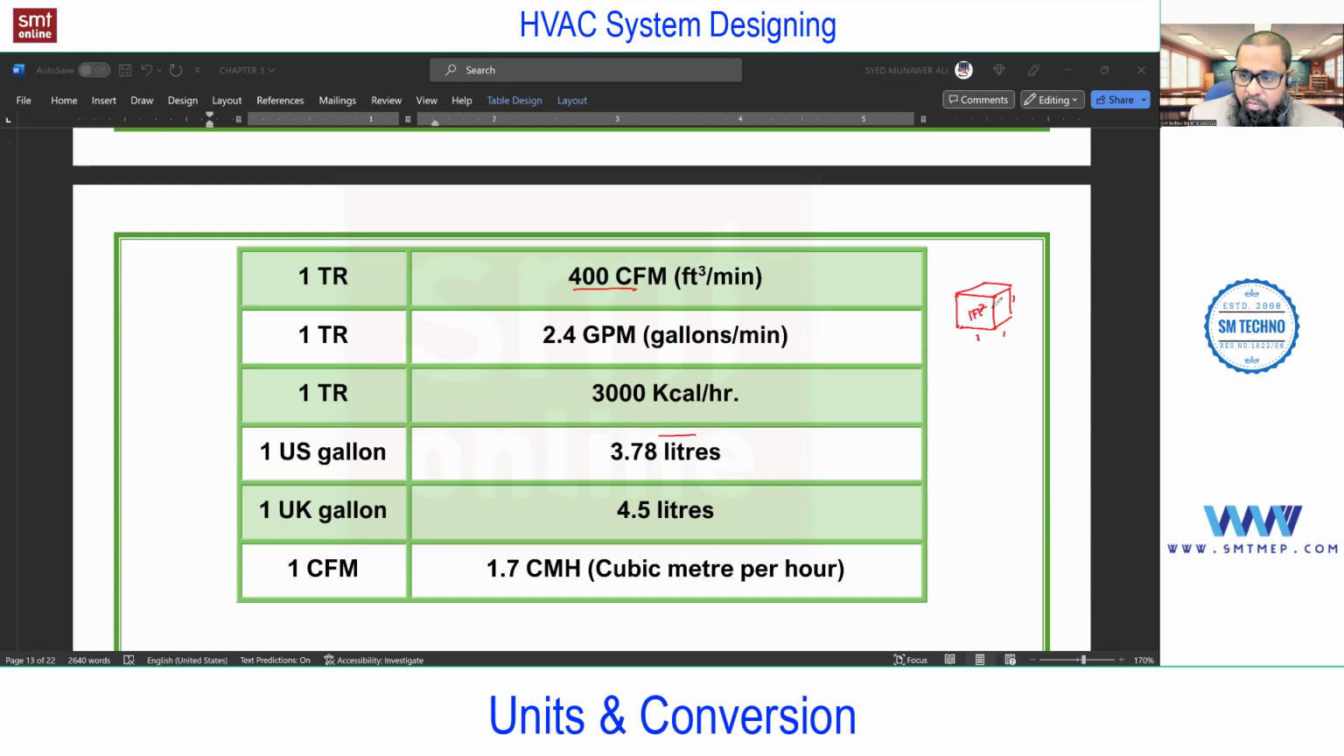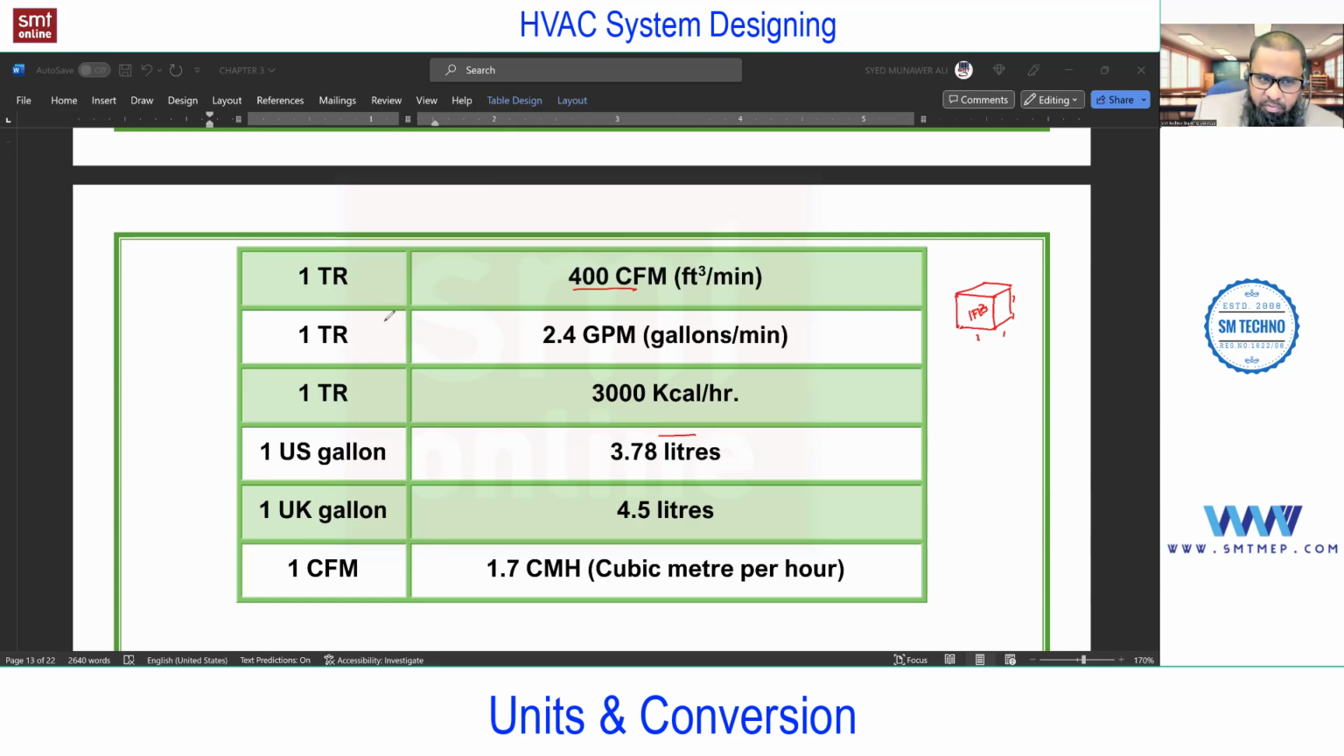1 cubic feet. So this much air volume, if flowing inside the duct for 1 minute, I can say 1 cubic feet per minute, 1 CFM. Similarly, if I say 400 CFM, it means 400 times this volume is flowing inside a passage called a duct in 1 minute. Just to understand this unit.